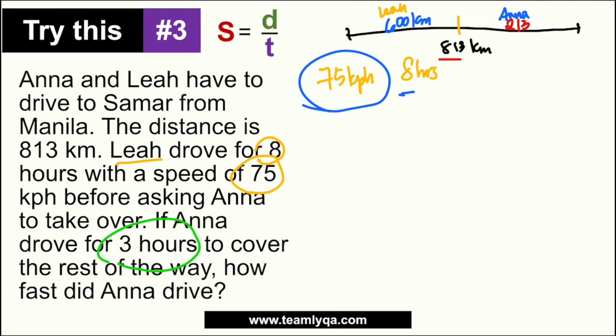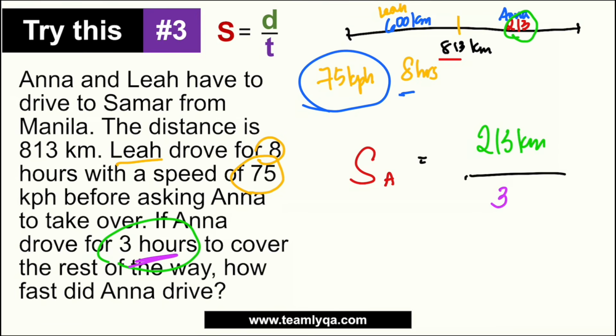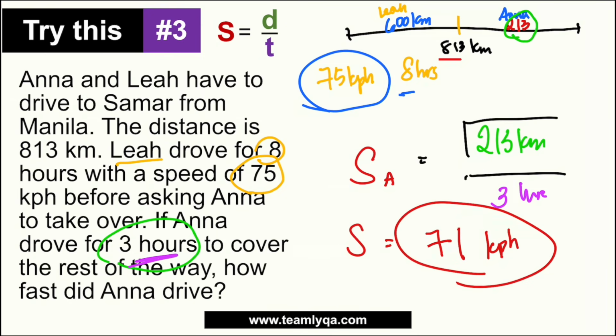So, ibig sabihin nun, pwede na natin gamitin yung 213 as the distance for Anna's speed. So, yung speed ni Anna ay equal siya sa distance na yon na natitira, which is 213 kilometers, over kung ilan yung oras na bumiyahe siya, which is 3. Okay? 213 divided by 3. So, i-divide lang natin siya. Tapos, makukuha na natin yung sagot. So, 21 divided by 3, that is 7. Tapos, 3 divided by 3, that is 1. So, 71 kilometers per hour ang speed ni Anna.